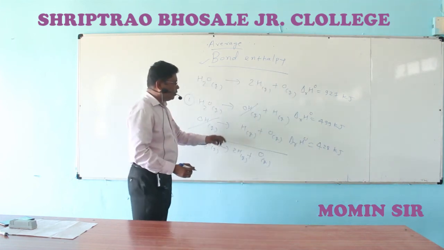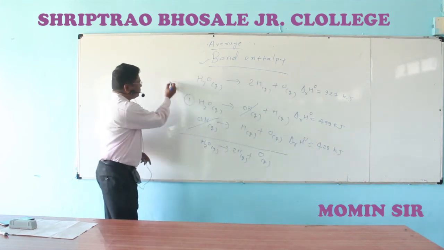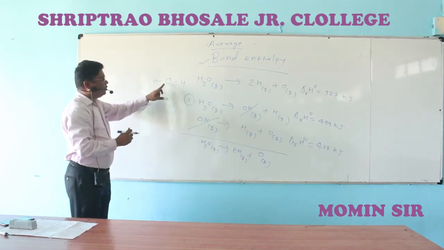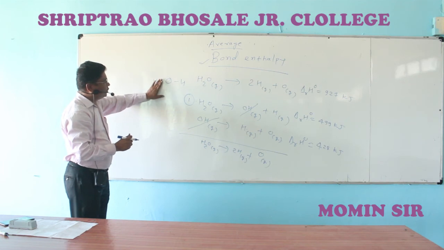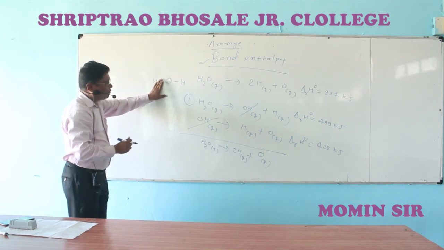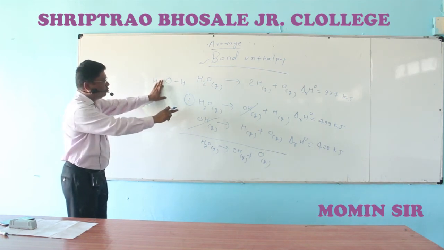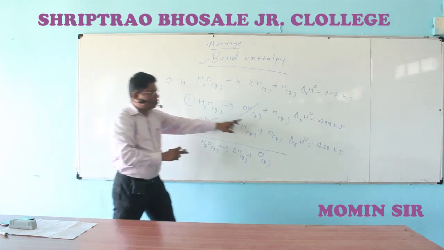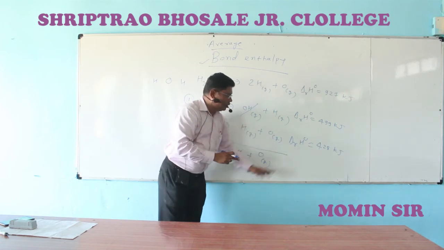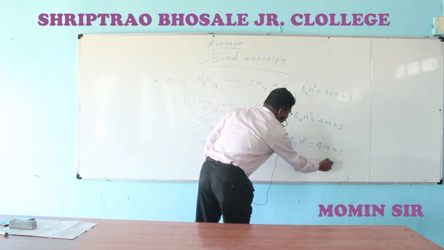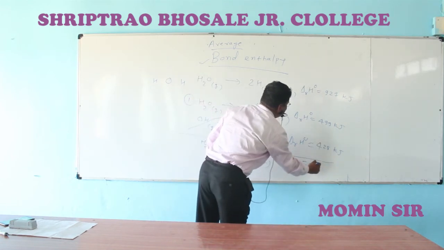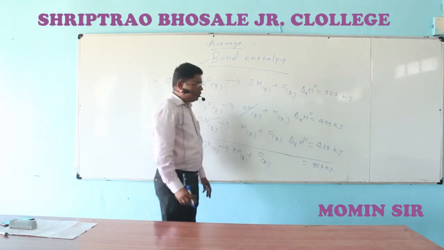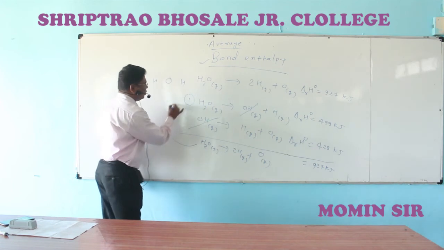So to break the first bond between this oxygen and hydrogen, how much heat energy is required? 499 kilojoule. And to break the second bond, 428. These 2 values are different. You know that the sum of these 2 values becomes 927 kilojoule. 927 kilojoule means again we get this reaction.